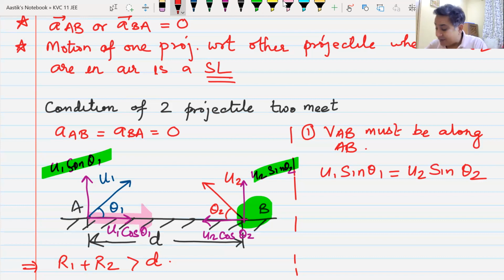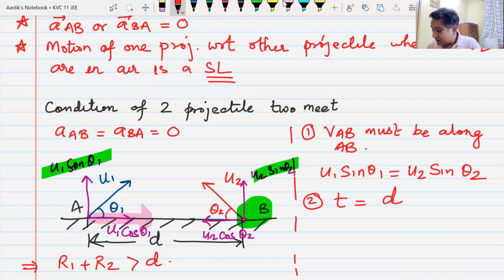How much time will they take to meet? So now remember, B is not going anywhere. B is at this position only. This is just like motion in 1D. B is here only. Now A has to come and meet you. How much distance does A have to move? A has to come and meet you. B is not going anywhere. The distance is D. Yes or no?